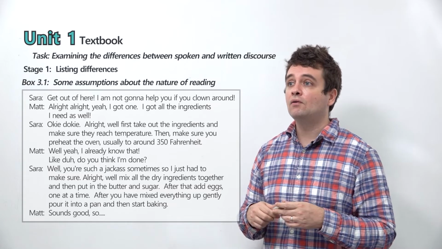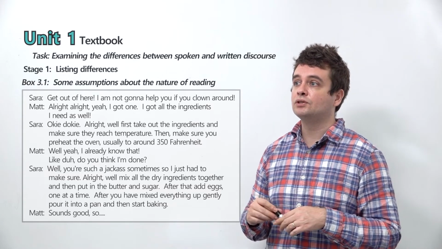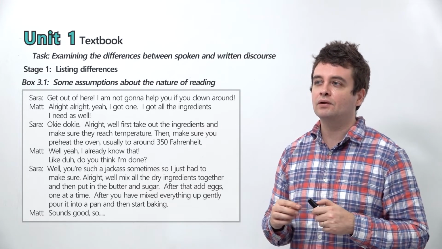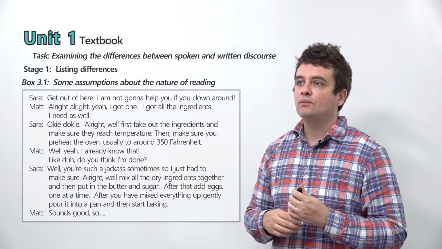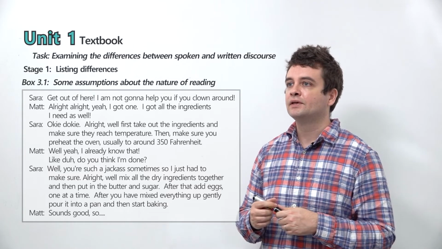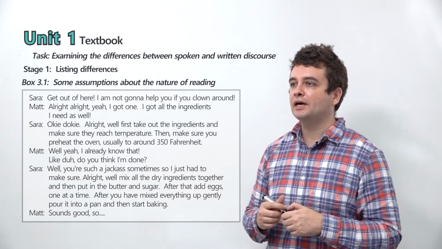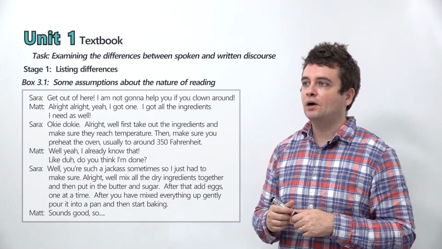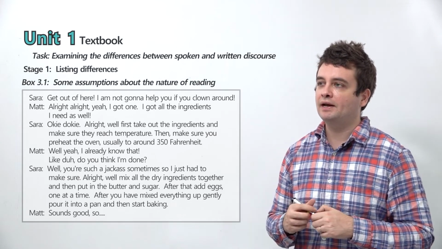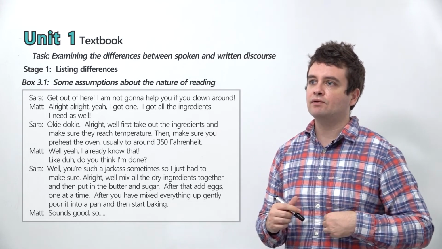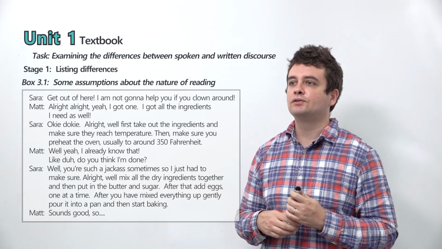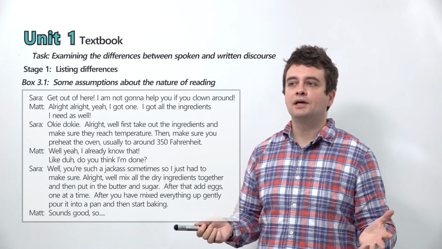"Okie dokie. All right, well, first take out the ingredients and make sure they reach room temperature. Then, make sure you preheat the oven, usually to around 350 degrees Fahrenheit." "Well, yeah, I already know that. Like, duh. Do you think I'm dumb or something?" "Well, you're such a jackass sometimes, so I just had to make sure." "All right, well, mix all the dry ingredients together and then put in the butter and sugar. After that, add eggs one at a time. After you've mixed everything up gently, pour it into a pan and then start baking." "All right, sounds good." So, all right, guys, and that's the end.